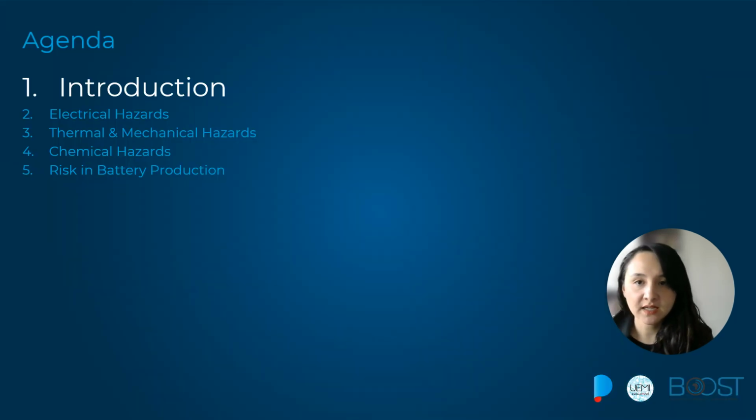This is the agenda of this module, and here we will be exploring the different hazards that EVs may have, also their effects and the preventive measures that ensure safety in electric vehicles and in energy systems. We will focus on the electrical hazards, the thermal and mechanical hazards, chemical hazards, and at the end we will provide an introduction to some of the risks that are particular to battery production.